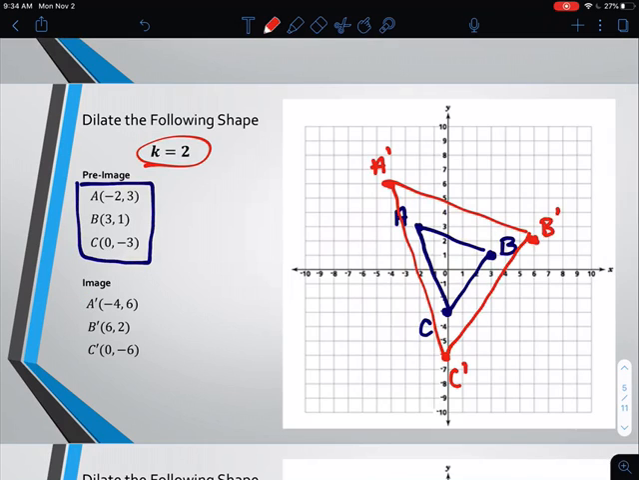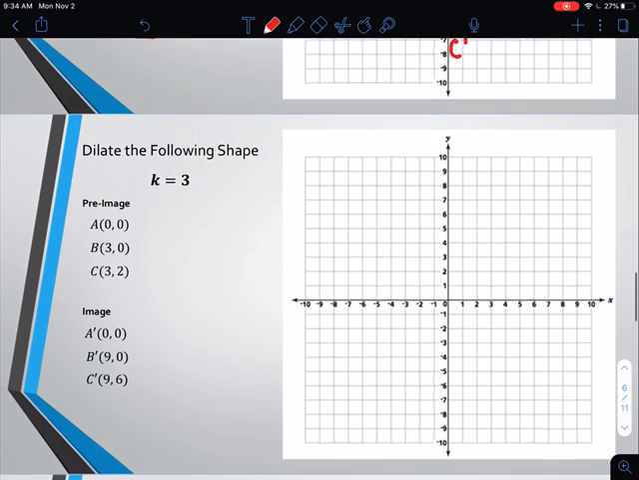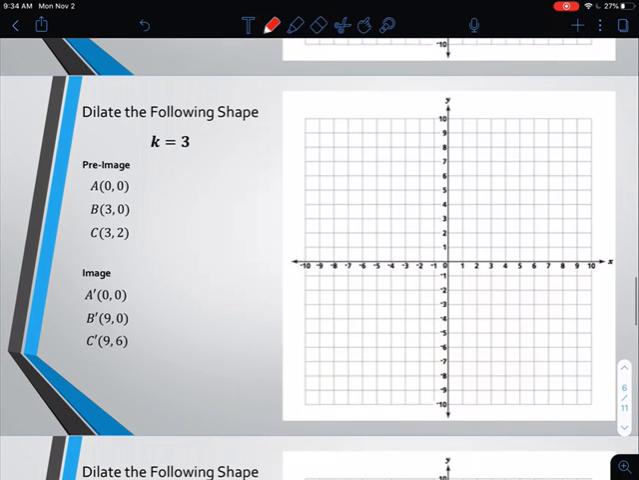And again, with these types of problems, you can either plot the new points, or in this case, it's a lot easier to find the image points first. So multiply everything out and then replot them. But you need to have both parts. You need to have the image points, and you need to have the actual figure graphed as well. So that would be an enlargement example. Same thing with the next one. If we have the points 0, 0 for A, 3, 0 for B, and 3, 2 for C.